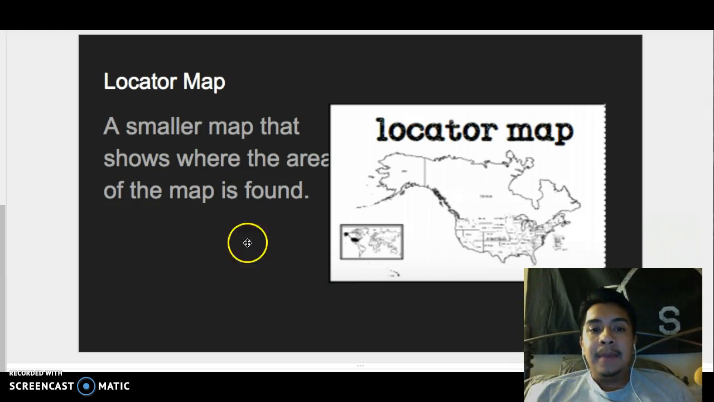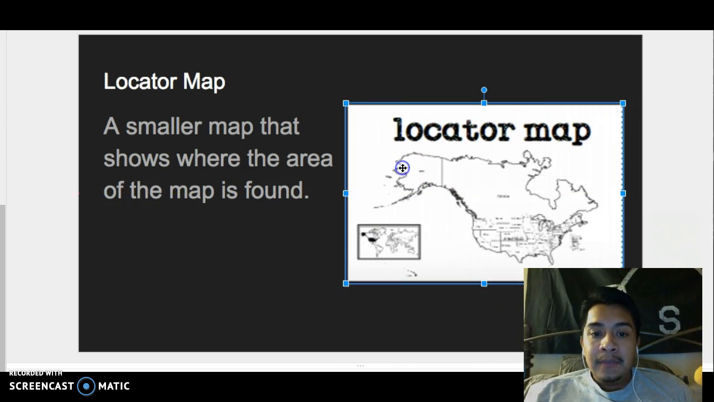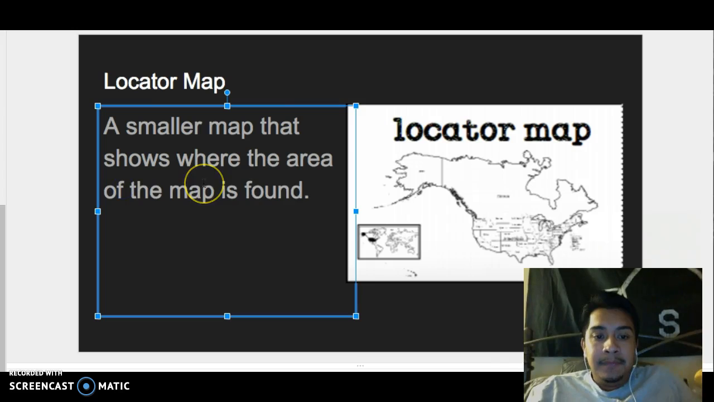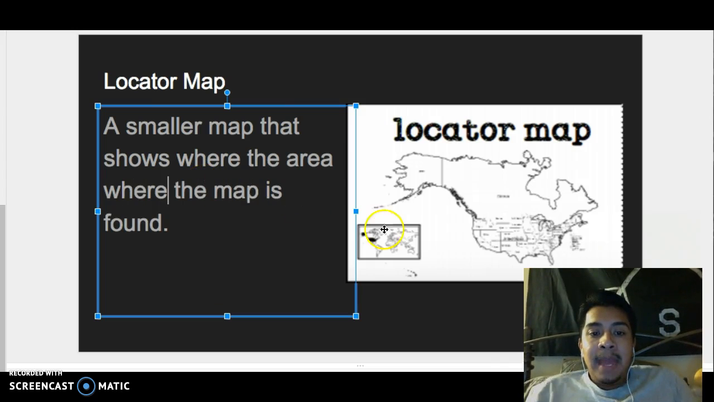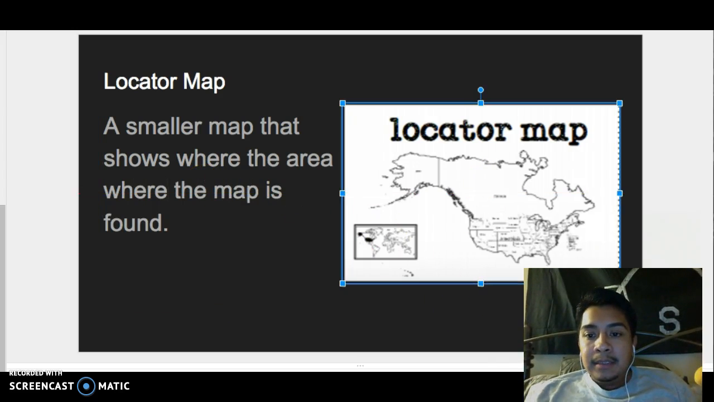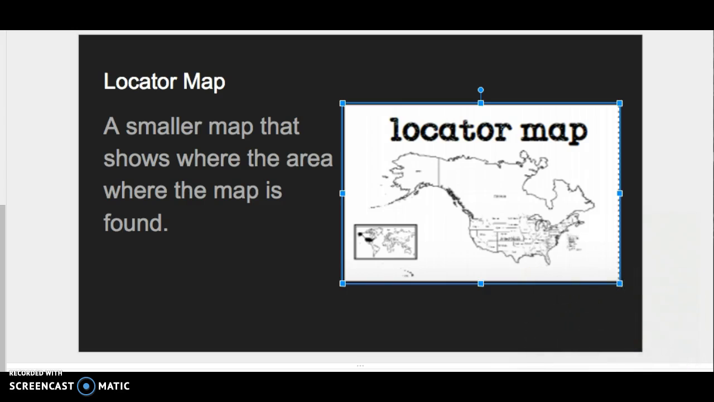A locator map is a smaller map that shows the area of the map where the map is found. Right here in this example, you'll see that we have the larger map, and then down here is the locator map, and it's telling us that this map is showing us this area right here specifically, not the whole world, but just these two areas.